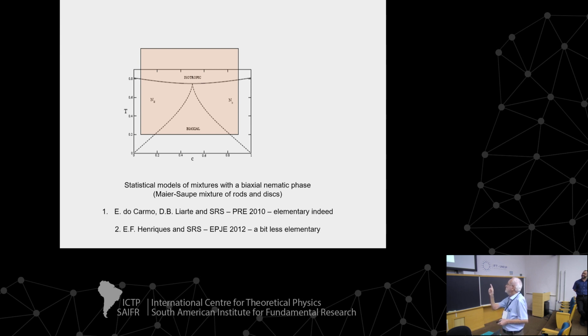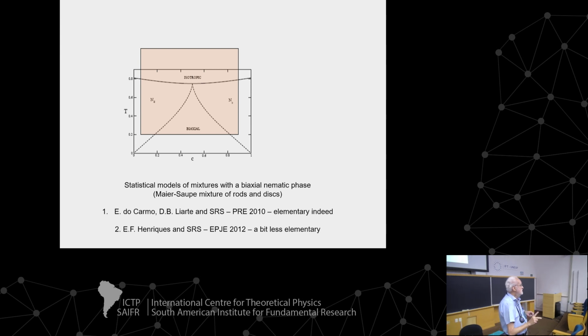At the time, in 2010, there were two different types of papers in the literature. There was a paper studying a mixture of rods and discs, etc. A simple paper, by a person very well known in the area, with a biaxial phase, showing that's the way to produce a biaxial phase. It's a mixture of cylinder-like and disc-like molecules, etc.